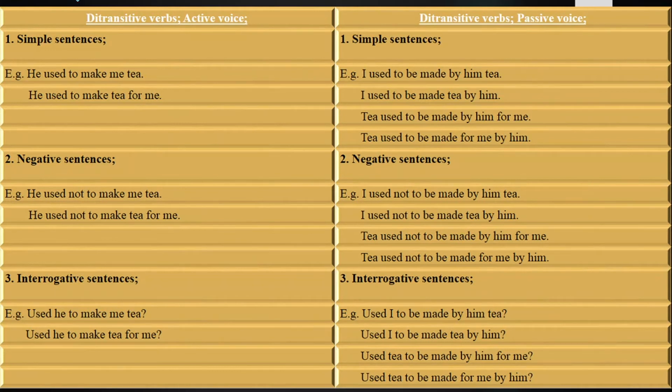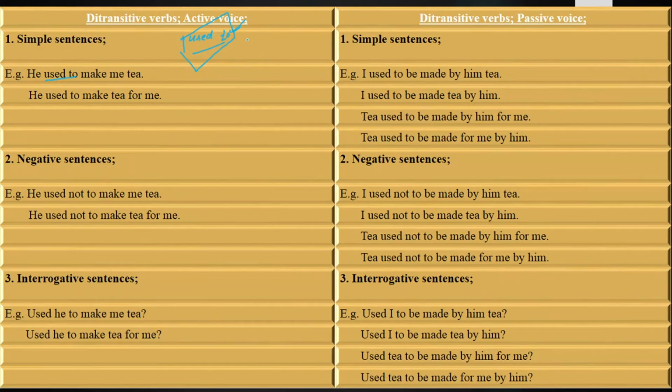Before starting that, we will discuss used to. Most grammarians have confusion about used to. Some say it is a structure, some say that it is a modal auxiliary verb. Keep in your mind, if it is a modal auxiliary verb, how we change it into passive voice, and if it is a structure, how we change it. So here we will be using it as a modal auxiliary verb.